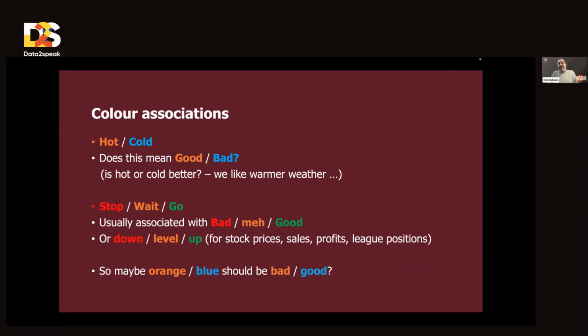Is orange, will we associate that with hot and cold, and if so, which is good? Maybe the orange one is good, the blue one is bad. I don't know. We're more familiar with red and green from stop and go, and orange is kind of in the middle there, in the standard RAG that's so often used. So which way is good? You usually have red as down and green as up. So is orange and blue, should that be the other way around? So it can be quite difficult to come up with these associations.